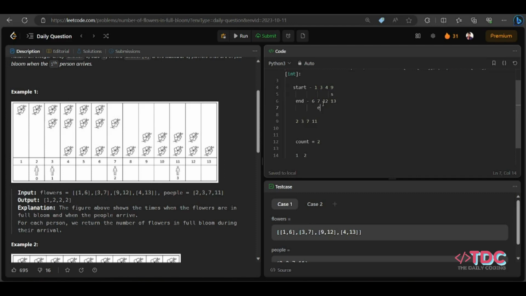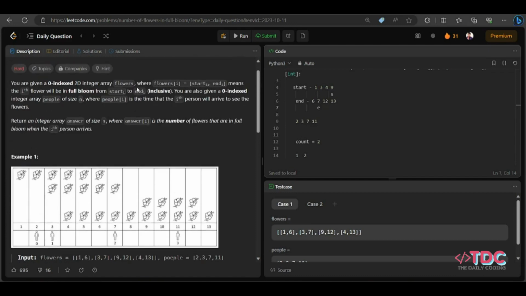Now, is 7 less than 7? No, it's equal to 7. That means this flower is still blooming because it's an inclusive part. Okay, it's an inclusive part. Now I will set this answer to 2.